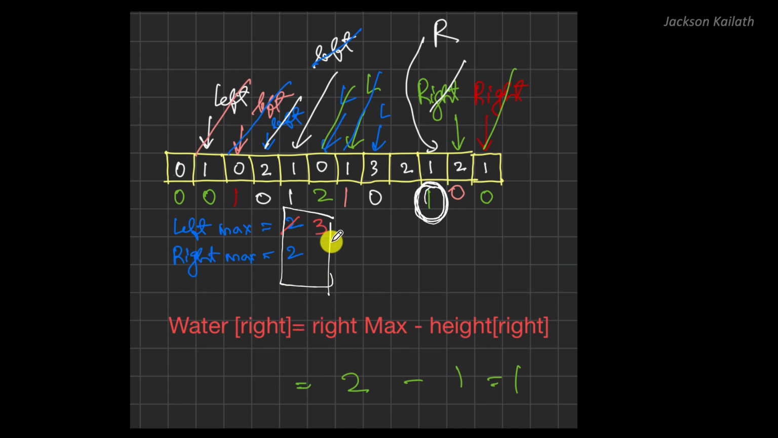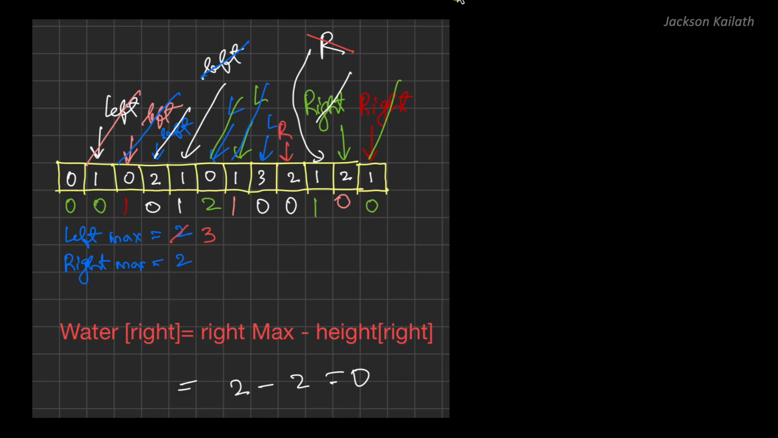Right max is less than left max, therefore I move the right pointer. I move the right pointer, it's pointing to this position. Okay, and I get the value 2. I already had 2 over here, so I don't need to update right max, and water at right, which is the water that can be stored at this position, is right max, which is 2, minus height at right, which is this 2 over here, and 2 minus 2 is equal to 0. So that's how I get that I can store 0 units of water over here.